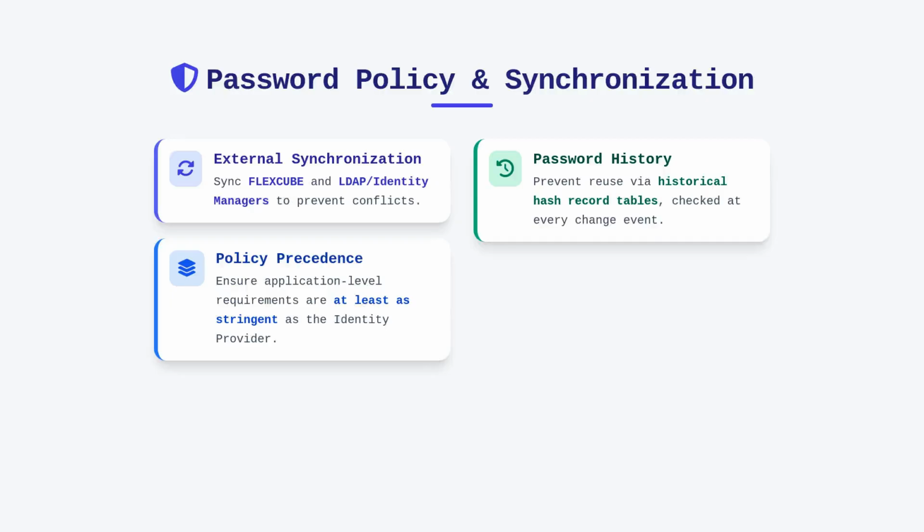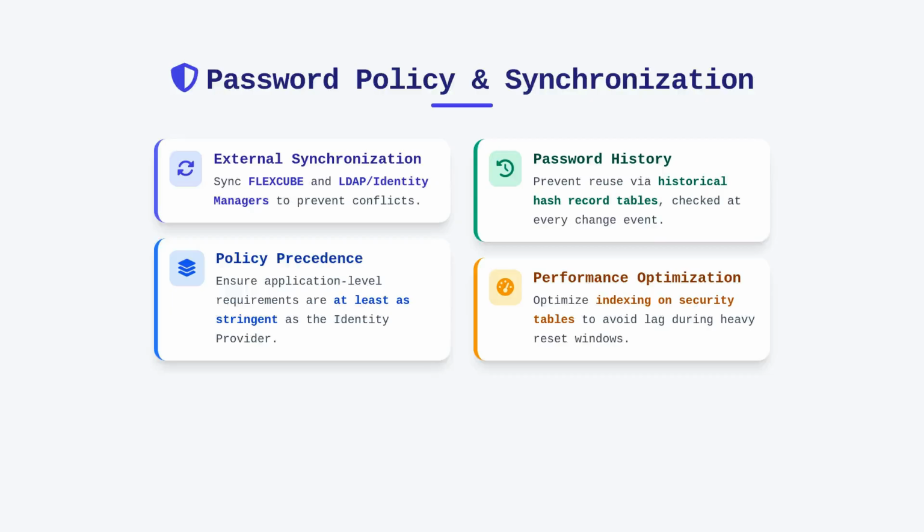Furthermore, internal policies must prevent users from reusing their previous several passwords, which is a structural requirement that involves storing hashes in a historical record table. This historical record is checked at each change event. If you find your system performing poorly during heavy password reset windows, you should investigate the indexing on these security tables. Efficient lookup of historical password hashes is essential to keep the authentication process performant without compromising the security posture that we have defined.